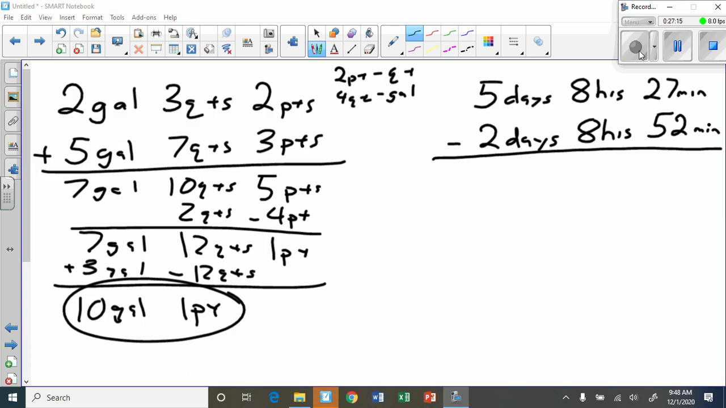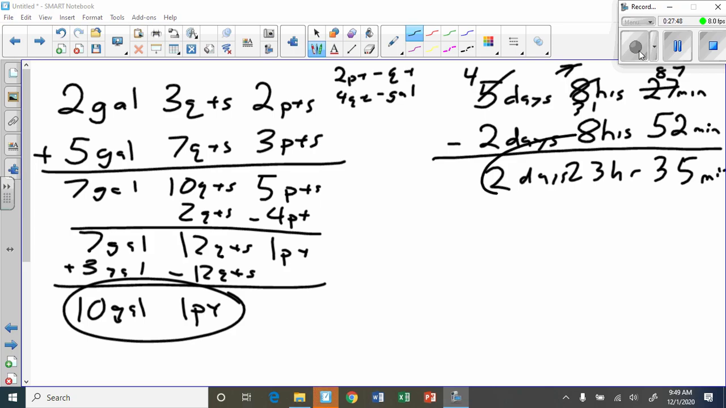Can I do that subtraction? I borrow from the 8 hours. 1 hour is 60 minutes. So if I have 27, it becomes 87. That's 5, that's 3, 35 minutes. 7 hours minus 8 can't be done, so I borrow from here. 24 plus 7 is? 31. 31 minus 8 is? Nice job, Kaden. 2 days, 23 hours, 35 minutes. Any questions?